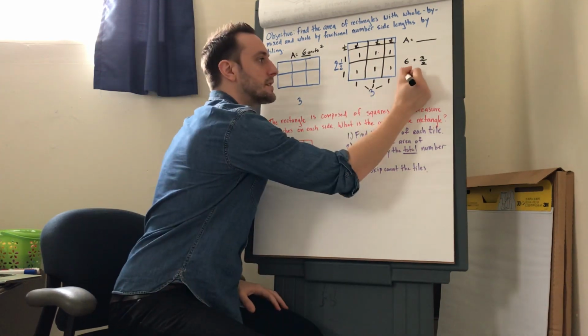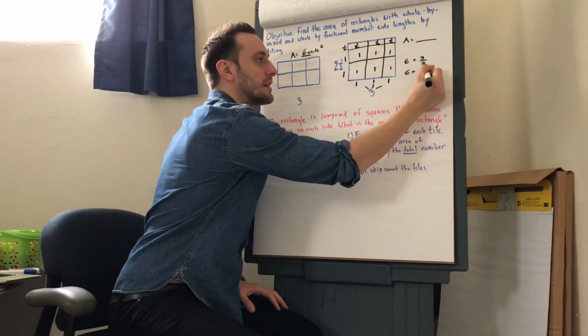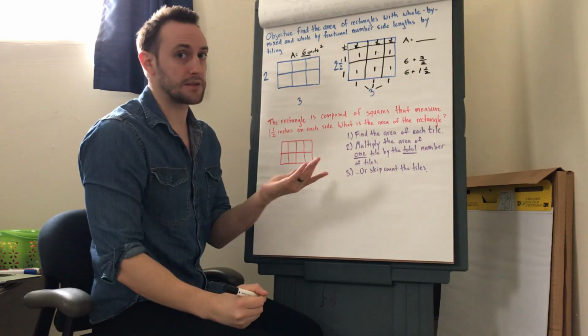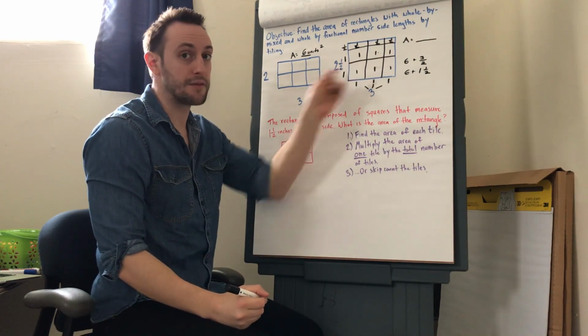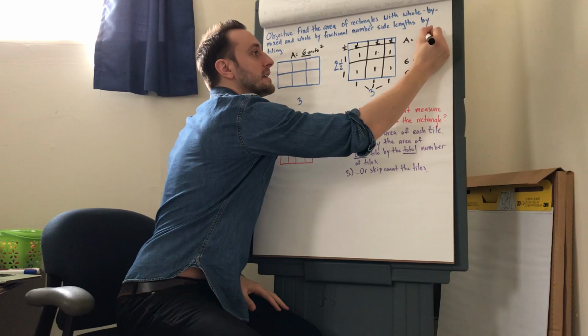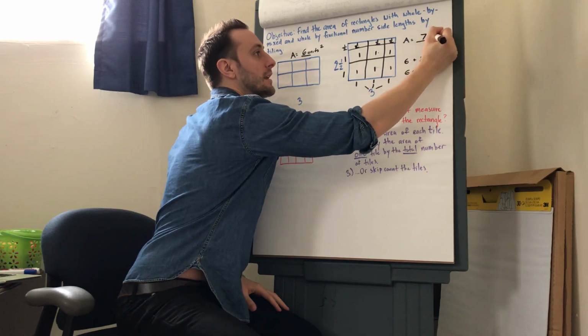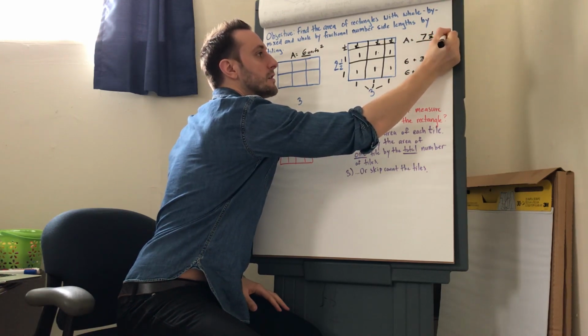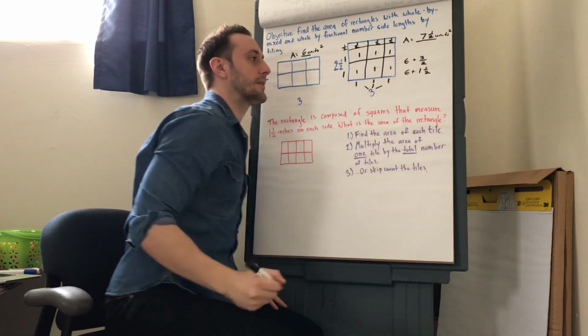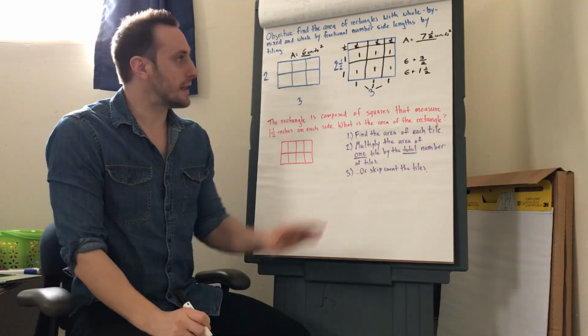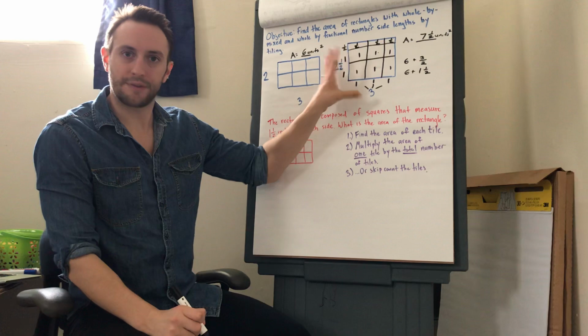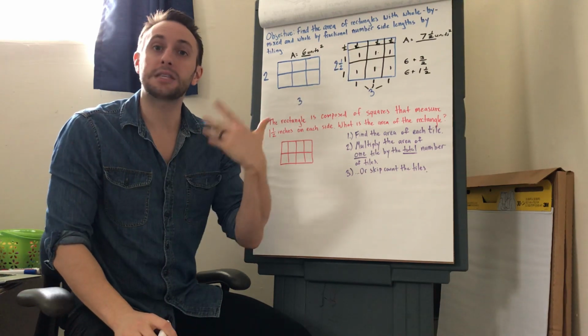So we have 6 plus 1 and 1/2, and we can really just solve this with mental math. So we know that our area of this is going to be 7 and 1/2 units squared. Okay, so that's how you use tiling to find area. We call that method tiling.